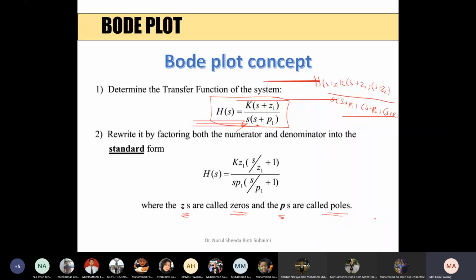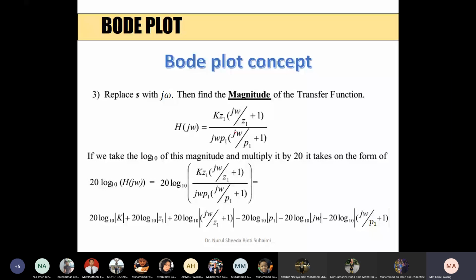So replace s with j omega, then find the magnitude of the transfer function. If we take the log of this magnitude and multiply it by 20, it takes the form 20 log10 of |H(j omega)|. So you expand, you get 20 log10 of the magnitude of K plus the terms for z1 and so on. Okay?